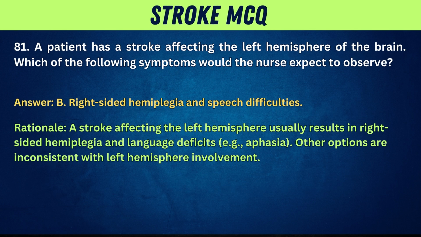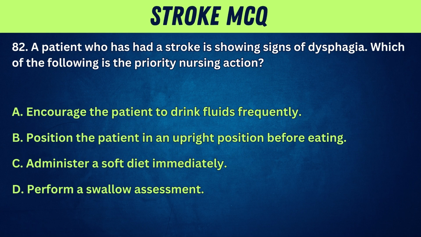Answer: B. Right-sided hemiplegia and speech difficulties. Rationale: a stroke affecting the left hemisphere usually results in right-sided hemiplegia and language deficits, e.g., aphasia. Other options are inconsistent with left hemisphere involvement.